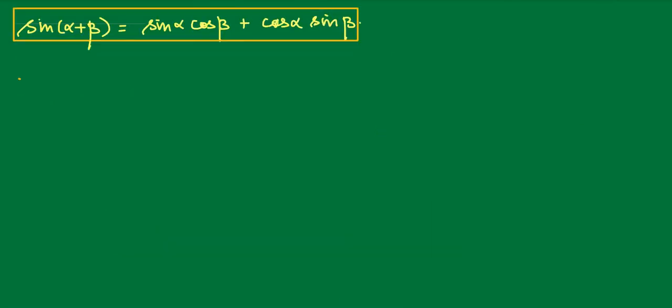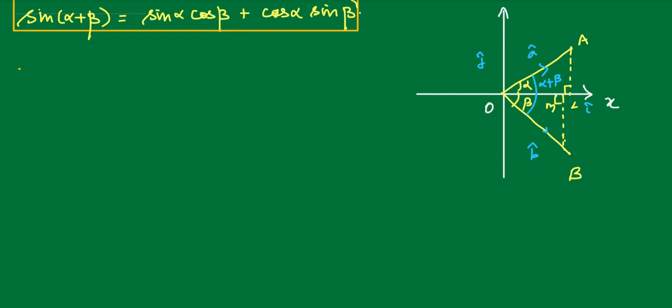Next question: sin of alpha plus beta is equal to sin alpha cos beta plus cos alpha sin beta. The diagram is the same as the alpha plus beta one we saw in the first problem, the cos of alpha plus beta problem. So taking OA is equal to A cap, OB is equal to B cap. Draw perpendiculars from A to L on the x-axis, and from B to M on the x-axis. A makes an angle alpha with the x-axis and B makes an angle beta with the x-axis.